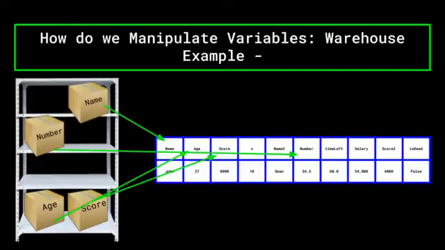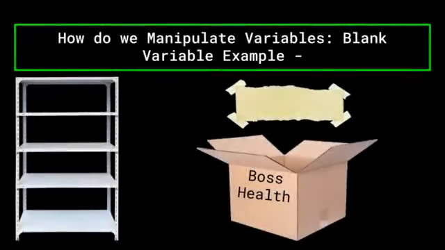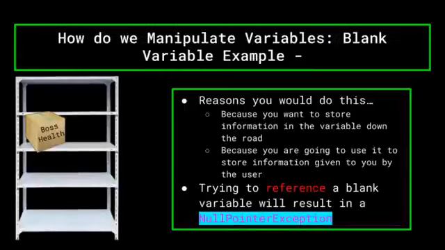Another thing to note really quickly is that you can actually make a variable without putting information inside of it. This would simply be like if you built a new cardboard box, gave it a label with a Sharpie, but just didn't put information inside of it. You're simply saving that space in your storage facility for later. This could be because you want to store information in it later down the road, or because you're going to use it to store information given to you by the user, in which case you can't give it information since you don't know what the user will input.